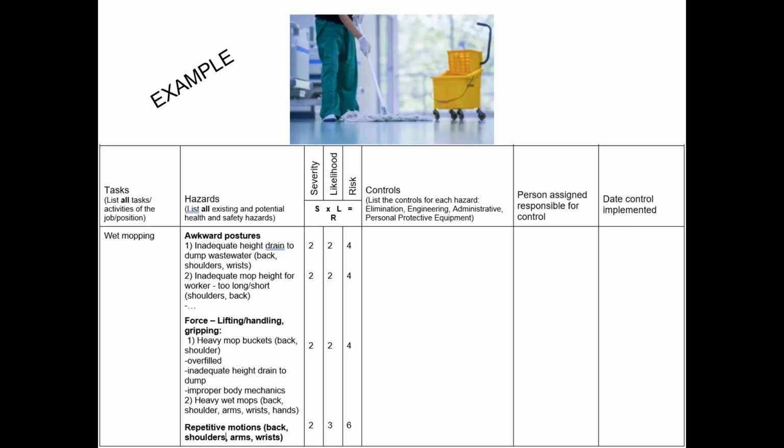So in the example of wet mopping, looking at each individual risk factor, this is just an example of how you might want to rank the risk factors. And the risk factors that have the higher score would be the ones that you would want to implement controls for first. So in this case, repetitive motions on bottom. And again, this is just merely an example, okay?